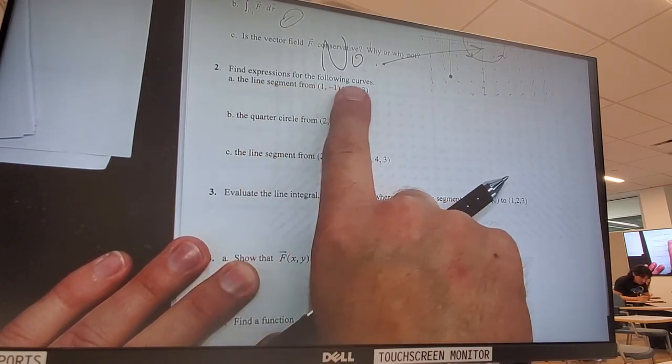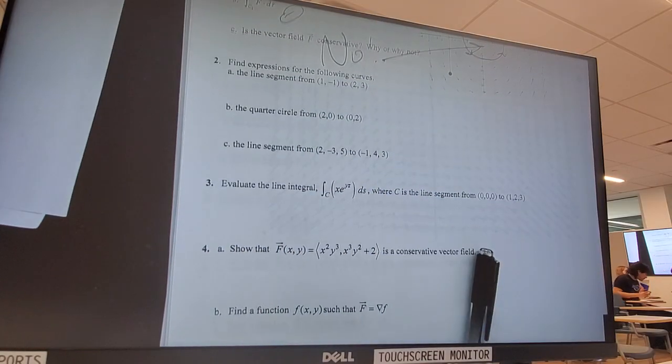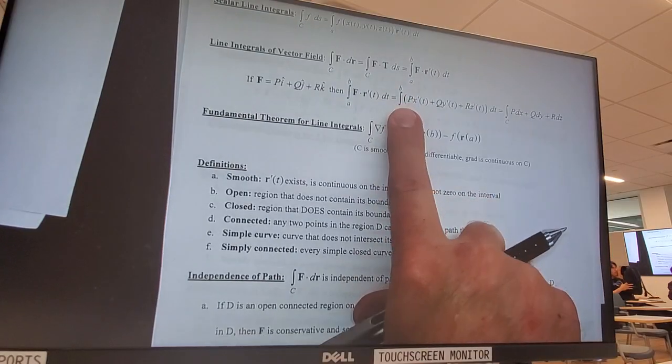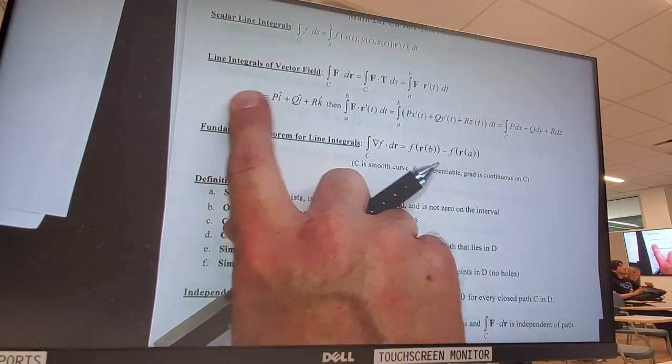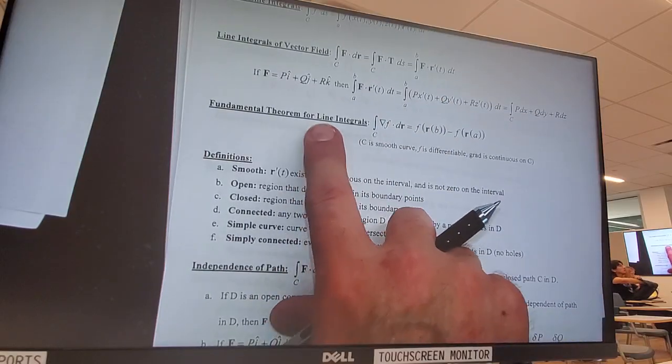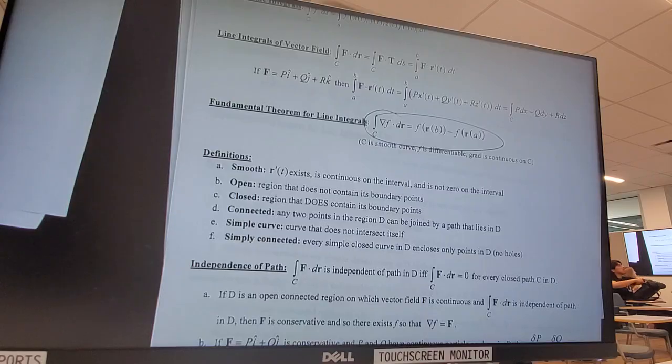This is just practicing setting up parameterizations of different curves. And just to point this out, the other sheet I gave you has scalar line integrals and vector field integrals. We didn't quite get here, but this is what conservative vector fields do for me. It makes integration much easier. I just need the endpoints then. If I'm path independent, I could just take the endpoints. So we'll get there. All right, guys, that's enough.